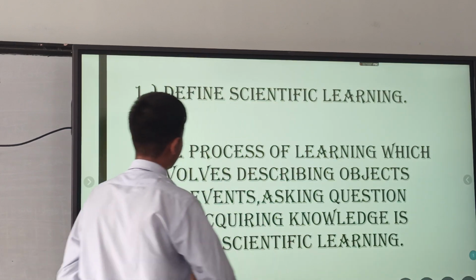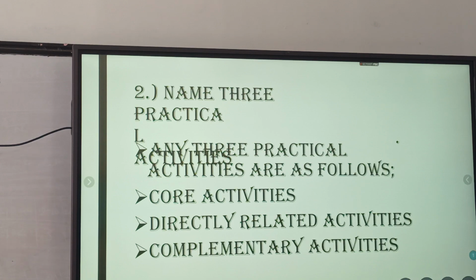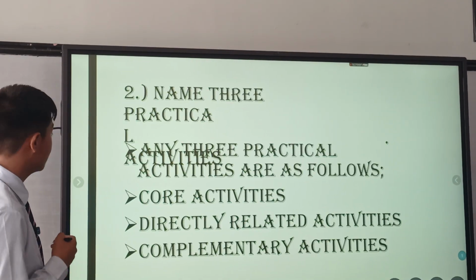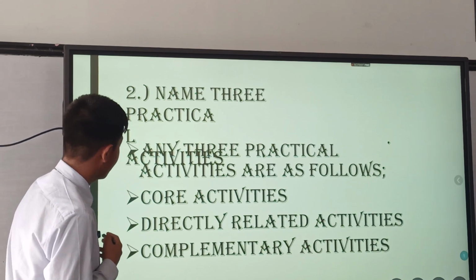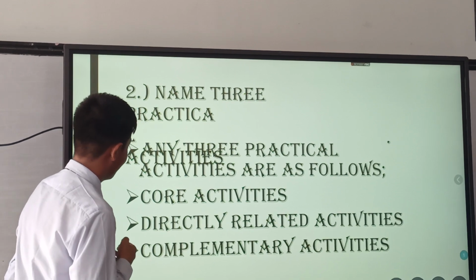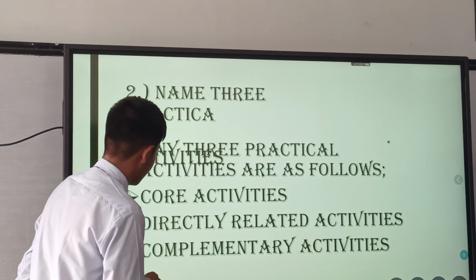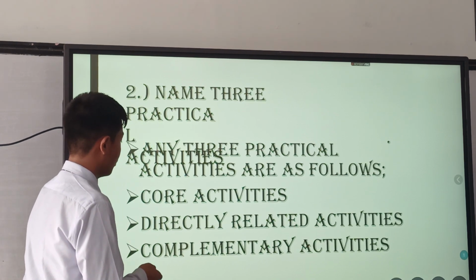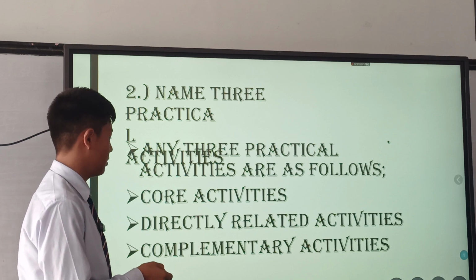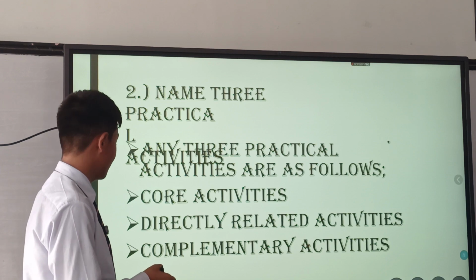Thank you. Now, question number 2. Name three practical activities. Any three practical activities are as follows: core activities, directly related activities, complementary activities. Core activities are also known as directly done activities. Directly done meaning, directly related activities.